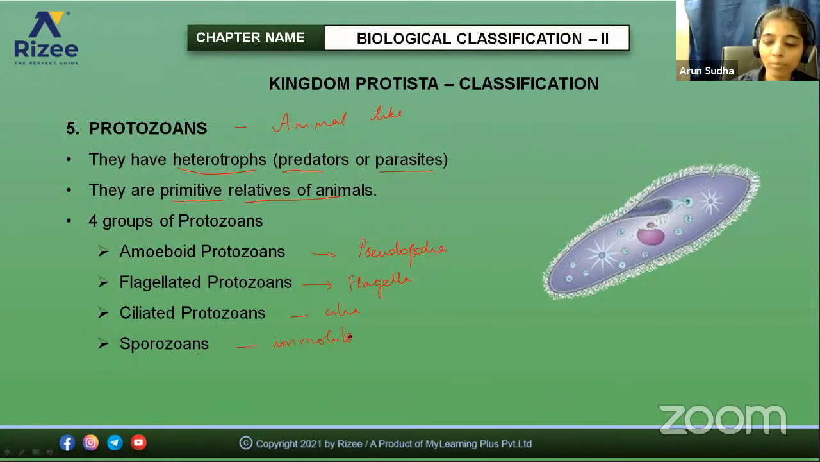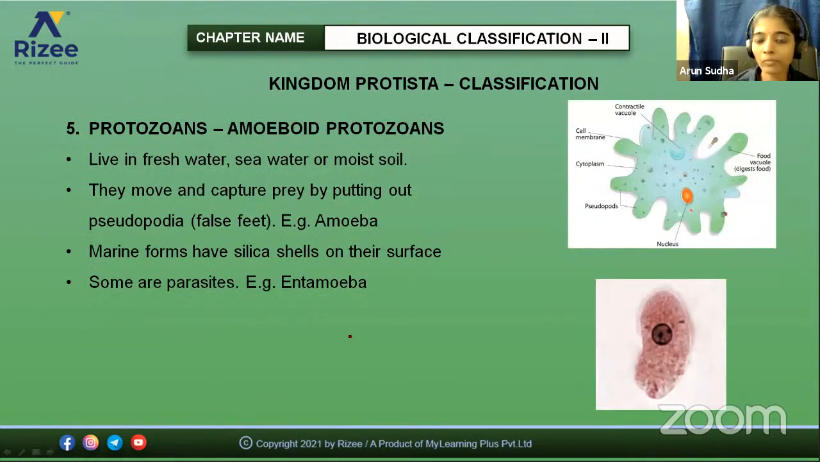First we'll see about amoeboid protozoans. They live in fresh water, seawater, or moist soil. They move and capture prey by putting out pseudopodia or false feet. What do you mean by pseudopodia? This is the structure of amoeba, and here you can see the nucleus and these pseudopods. Actually, this amoeba can change its shape. Whenever there is locomotion, or when it wants to catch its food, these pseudopodia are very helpful in locomotion and feeding. They can change its shape.